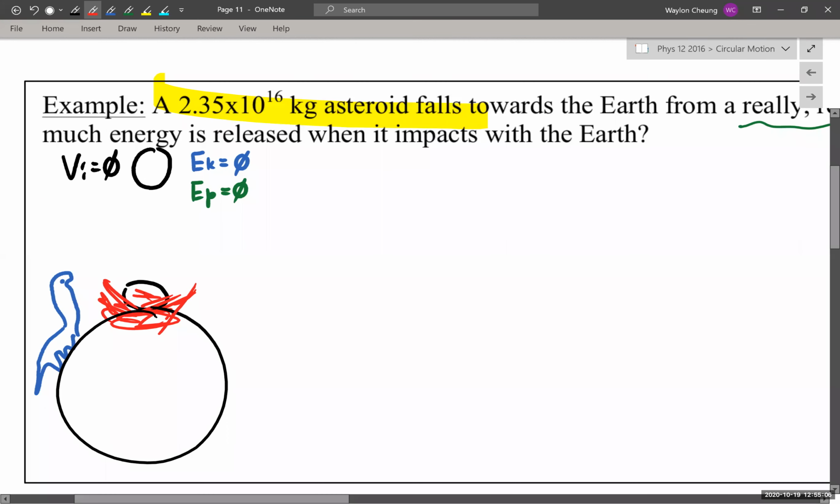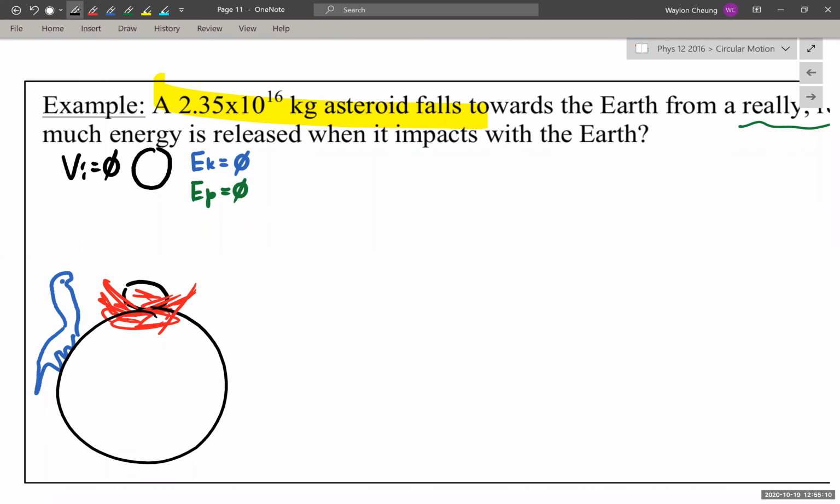Okay, so at the impact, what happened? Just before you hit the Earth, you are going really fast. You have been accelerating, getting attracted by Earth's gravity. So you speed up as you approach the Earth. You go faster and faster until the moment you hit the Earth, where you're at the fastest speed that you ever get.